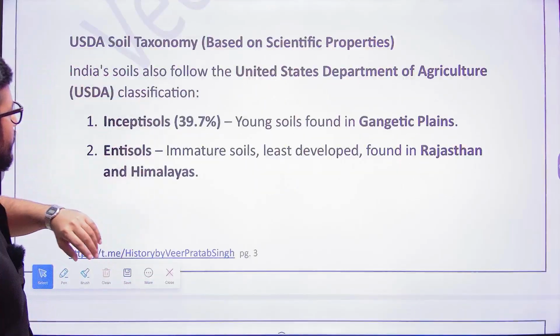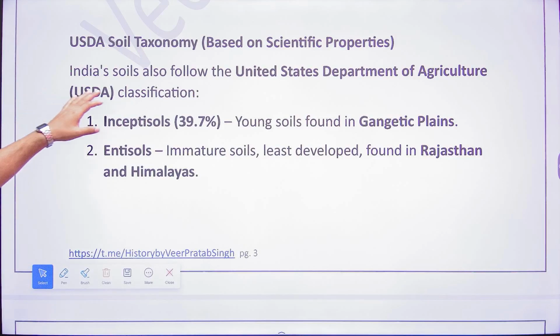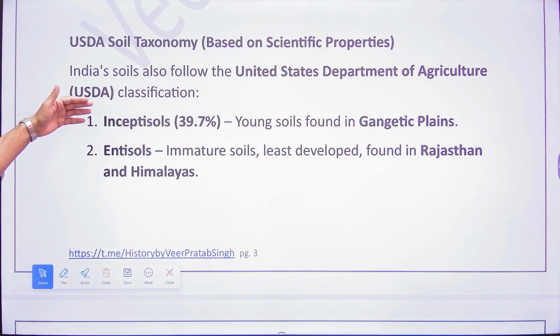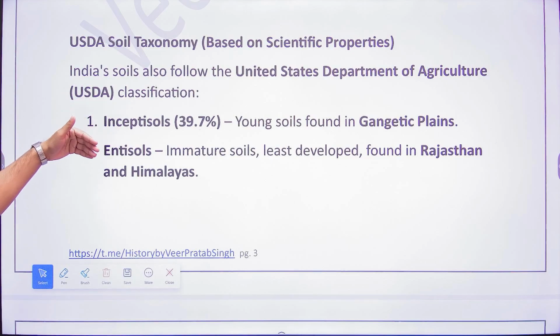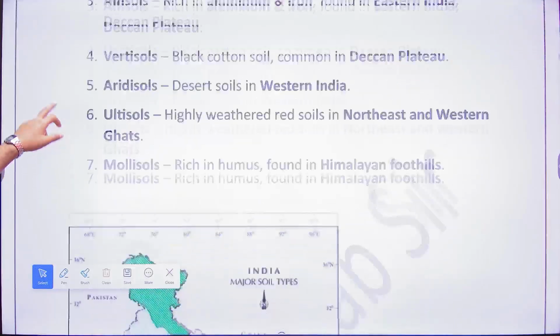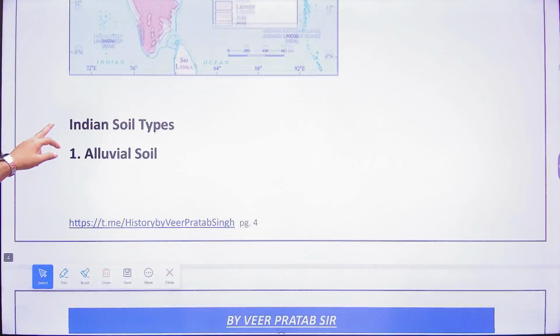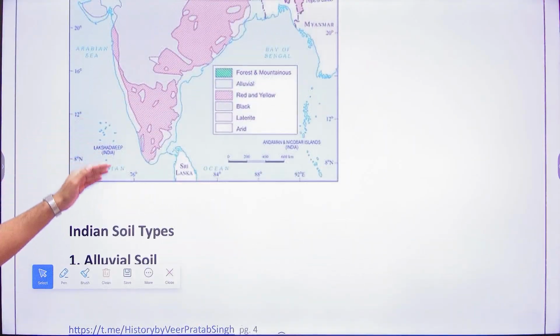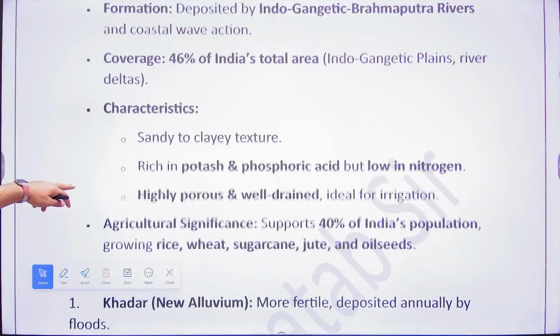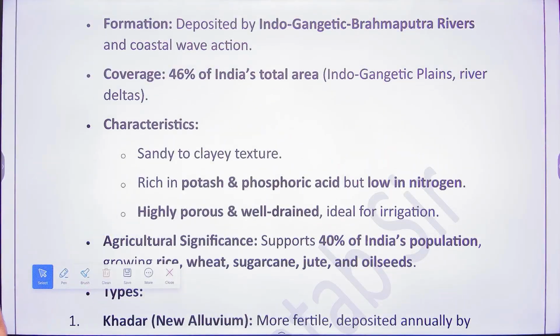Now, according to the US soil taxonomy, Indian soils have the following types of scientific properties. So you can go through this. I'm just giving you 3-4 minutes. Just go through this whole content till the alluvial soils, till page number 4, and then we are going to do the other aspects of these soils. Okay, and then we will move to the other aspect.